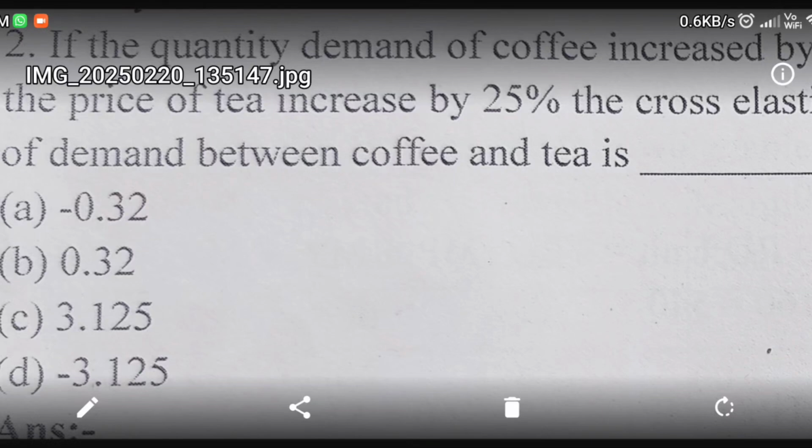Next, if the quantity demanded of coffee increased by 8% when the price of tea increased by 25%, the cross elasticity of demand between coffee and tea is 0.32. B is the right answer. Change in demand for coffee is 8%, change in price of tea is 25%. So 8 by 25 we get 0.32.